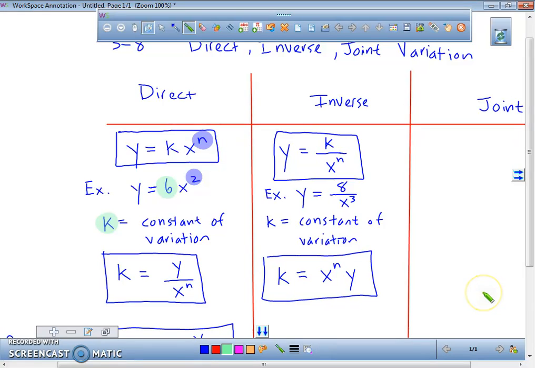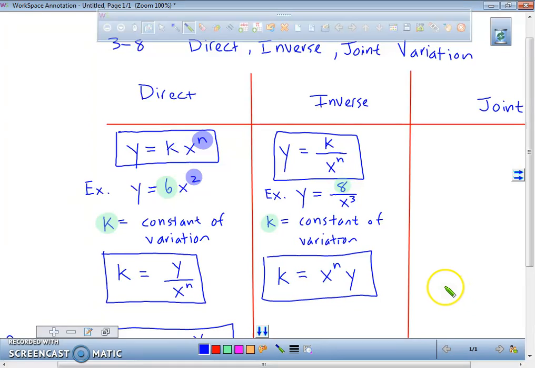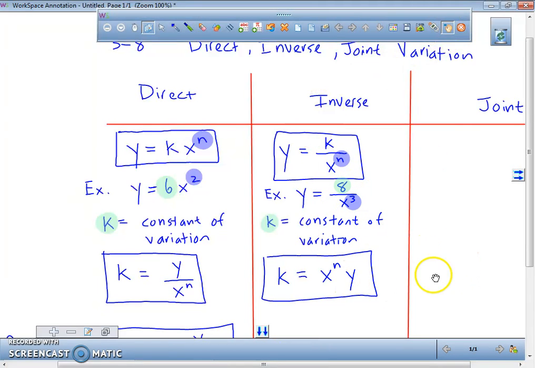So what's our k value this time for this problem? 8. 8 is our k value. Very good. It's our constant. And what's our power this time? It's our n value. Our n value is a 3. So there's your n value right there. If you're dealing with this problem, this would be y is equal to 8 divided by x cubed.